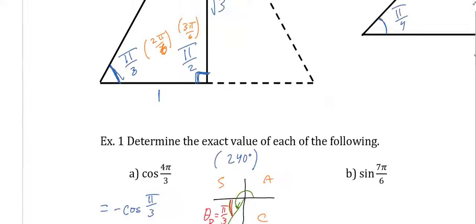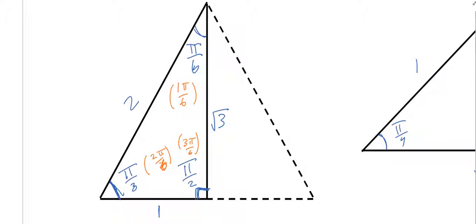Now what do I do? I go up to my special triangles, figure out which one I'm in. Well, I'm in the one with pi by 3. And cosine of pi by 3 is adjacent over hypotenuse. So it looks like 1/2 to me.